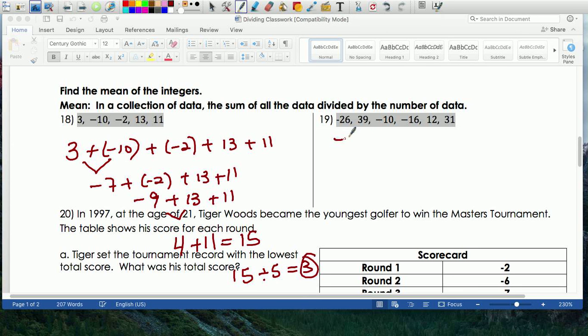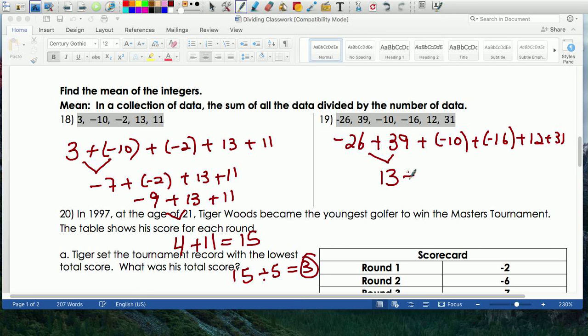Likewise, do the same thing here. Negative 26 and plus 39 plus negative 10 plus negative 16, plus 12, 1, 2, 3, 4, 5, 6, 1, 2, 3, 4, 5, and plus 31. So you can add and keep adding. So negative 26 and plus positive 39. 39 is the bigger number here. The absolute value is the bigger number. So we're going to take the sign of that number. And the difference between 26 and 39 is 13, right? If you make 0 pairs, you're going to have 13 positives left over.